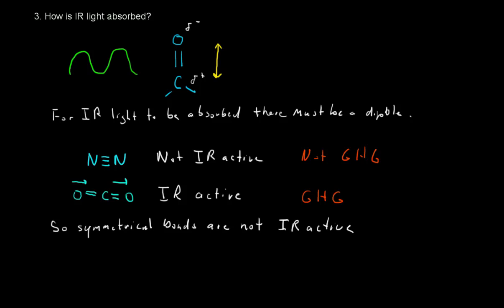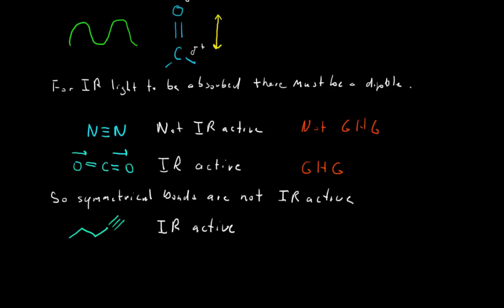So for example, if you have a terminal alkyne, alkynes are IR active. A terminal alkyne like this is IR active. There is a very slight dipole. But a symmetrical alkyne is not IR active. So symmetrical bonds with no dipoles, symmetrical alkynes for example, will not appear in our infrared spectrum. An unsymmetrical alkyne will, because it does have a dipole.